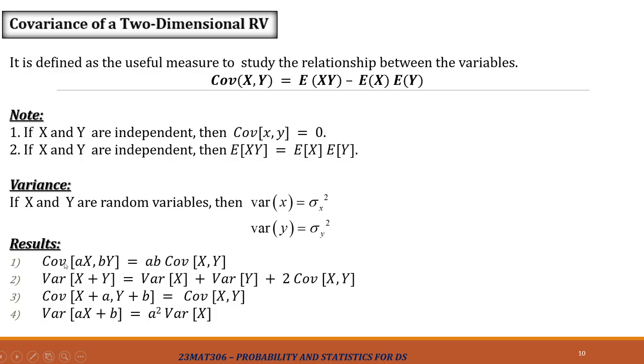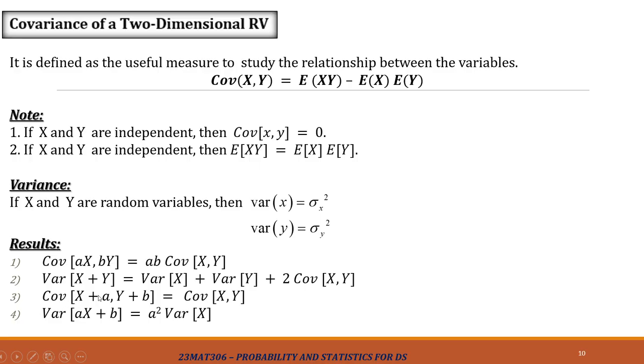Next, this is very important. Covariance of aX comma bY, where a and b both are constants. So we have to take these constants outside the covariance and directly write a into b of covariance of x comma y. Next, variance of x plus y. This addition property is always equal to variance of x plus variance of y plus 2 into covariance of x comma y. These are the very important results for solving the problem.